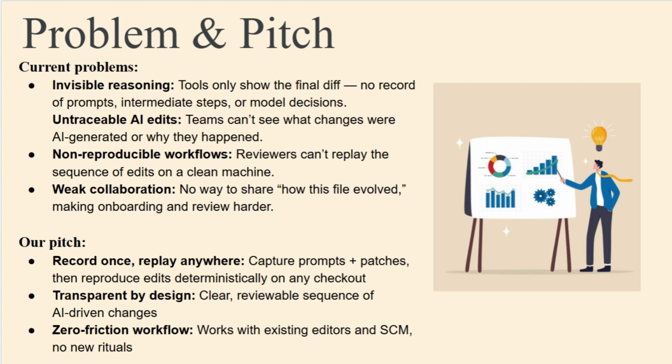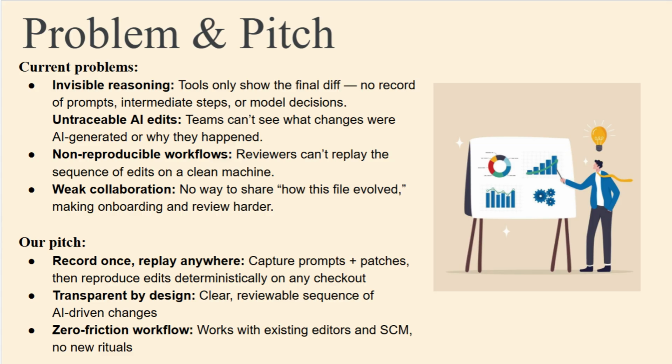Most development tools only show the final code, hiding the reasoning, intermediate steps, and AI-generated edits. This makes it difficult for developers and reviewers to track changes, understand why they happened, or reproduce them reliably on another machine. RAS solves this by capturing prompts, model metadata, file versions, and incremental changes in a structured, replayable format. Teams can inspect the full edit history, replay changes deterministically on any machine, and audit AI contributions, all without altering Void's layered architecture or workflows.